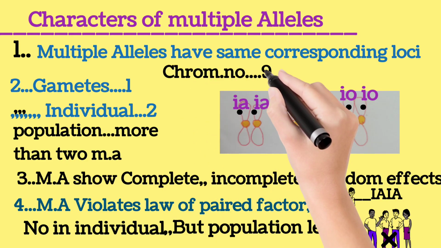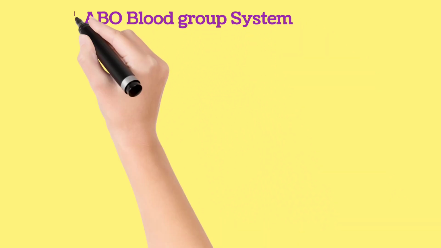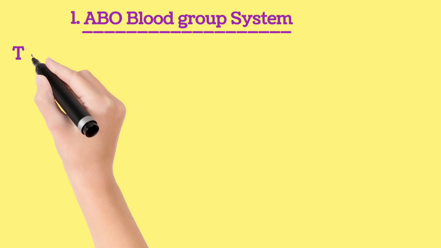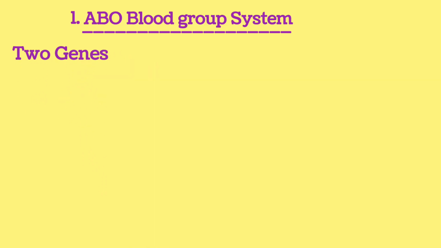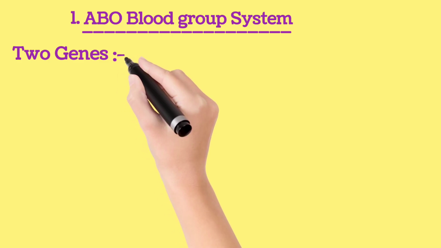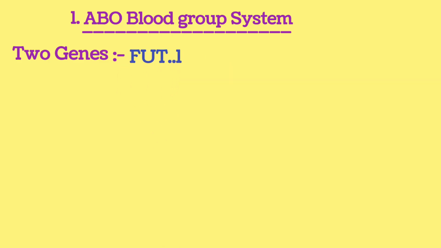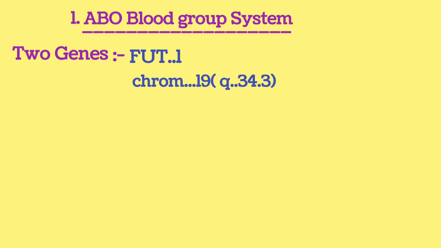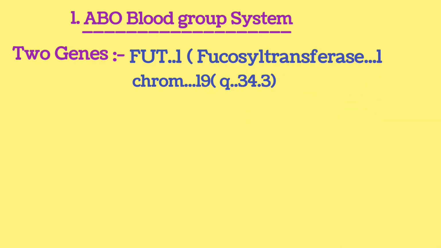Now we have different examples to explain the multiple allelism concept very clearly. The first and prominent example is the ABO type of blood group system in human beings. Dear friends, the whole ABO blood group system is controlled by two important genes. These genes are present on two different types of chromosomes. Let us start. The number one gene involved is known as the FUT1 gene. The gene is present on chromosome number 19, especially at the Q chromatid. It stands for fucosyl transferase 1 gene.